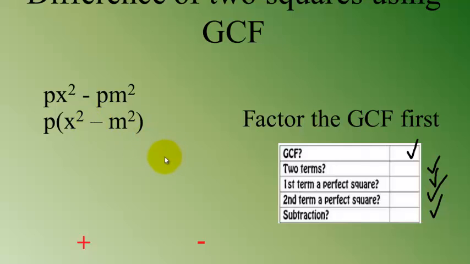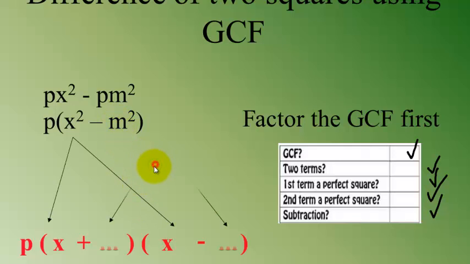So your factors will look like this. P times the quantity times the quantity. So the first term in each quantity will be x, and the second term in each quantity will be m.